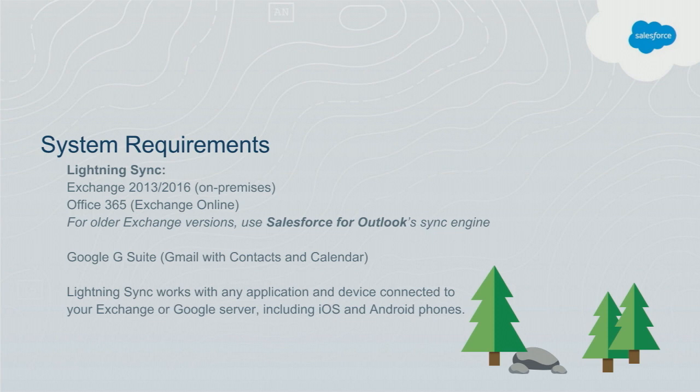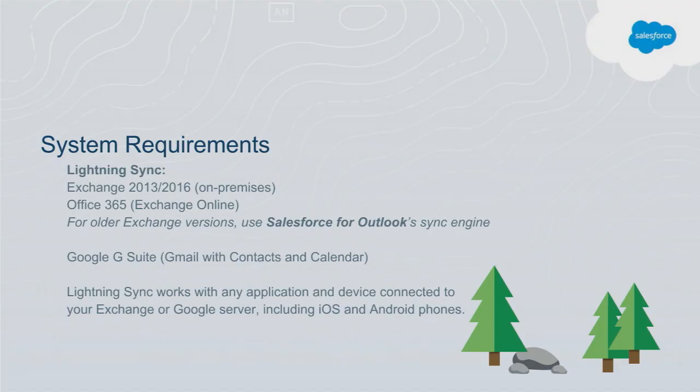Lightning Sync doesn't care if you use an iPhone or an Android tablet, or Outlook on a Mac or a PC. It really just cares what server you have in the background that you're connecting Lightning Sync to. For the on-prem capable functionality, that's got to be Exchange 2013 and 2016. For some of the features that are even a little bit more deluxe, Office 365 is what you want.